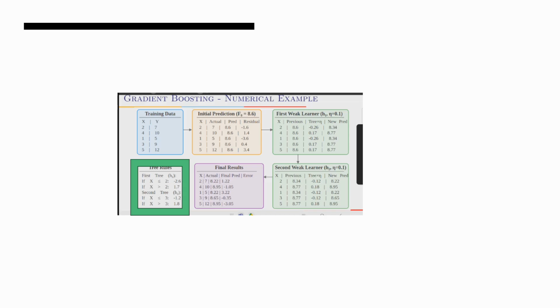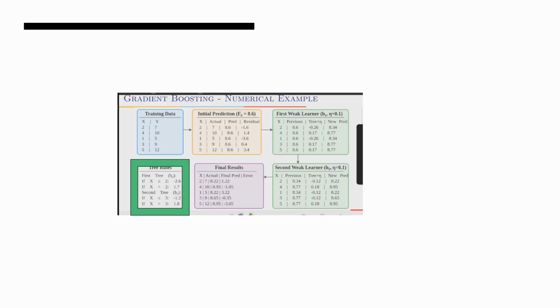So the third box here, which says first weak learner, is where we are trying to predict H1, the new prediction, right? And the learning rate N is 0.1 here. That's why you see minus 2.6 gets multiplied by N, which is the learning rate, and becomes minus 0.26 because it's multiplied by 0.1. Likewise, 1.7 has become 0.17, right? So that's how it happens. Now the first weak learner is 8.6 plus minus 0.26, which becomes 8.34. Likewise, you get this new prediction, right?